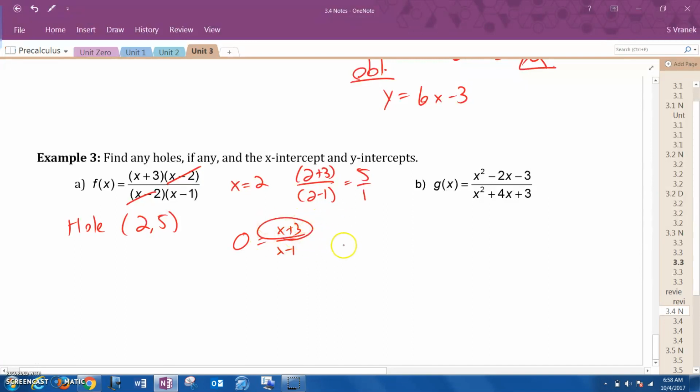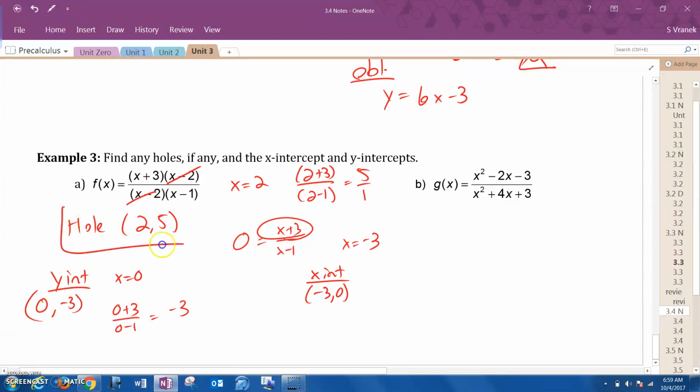The x-intercept is when y equals 0, so when 0 equals (x plus 3) over (x minus 1). Remember, you set the top equal to 0, so that's at x equals -3. So the x-int is at (-3, 0). The y-int is when x equals 0, so you plug 0 in, and that equals -3. So the y-intercept is (0, -3). Okay, so we have the hole at (2, 5) because of the cancel, the x-intercept at (-3, 0) because the top is equal to 0, and the y-intercept at (0, -3) because we plug zeros in for x.